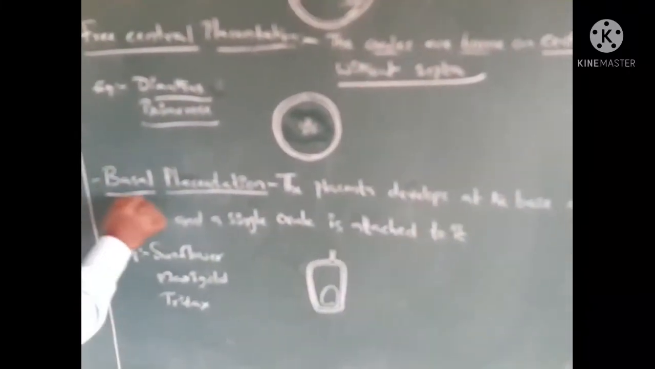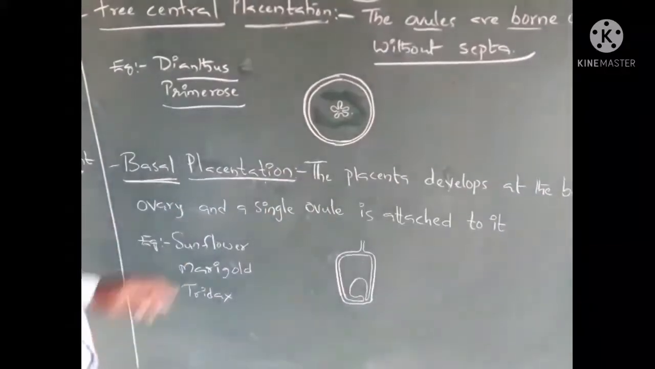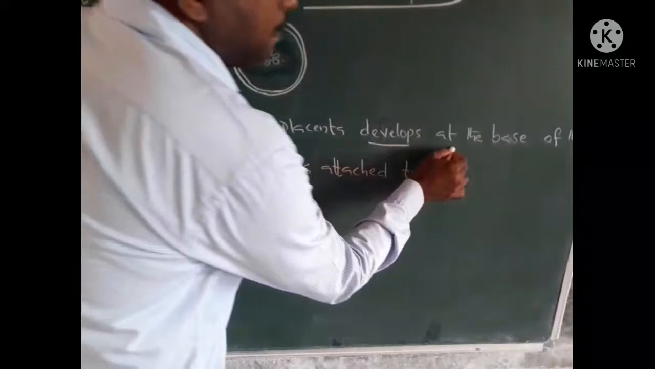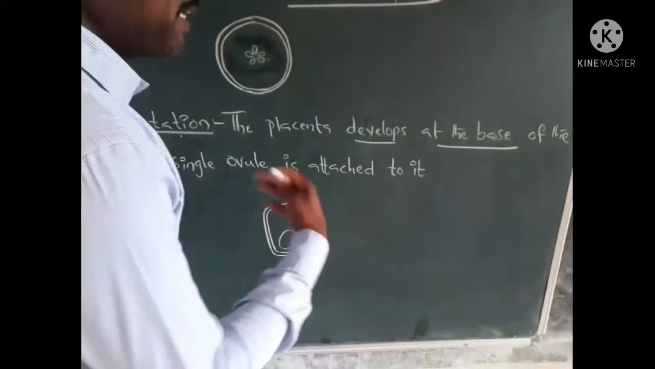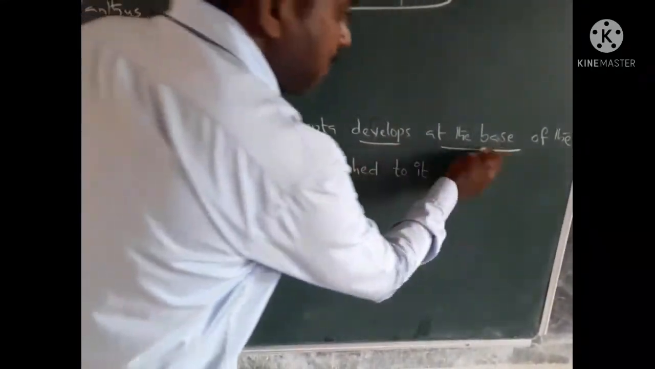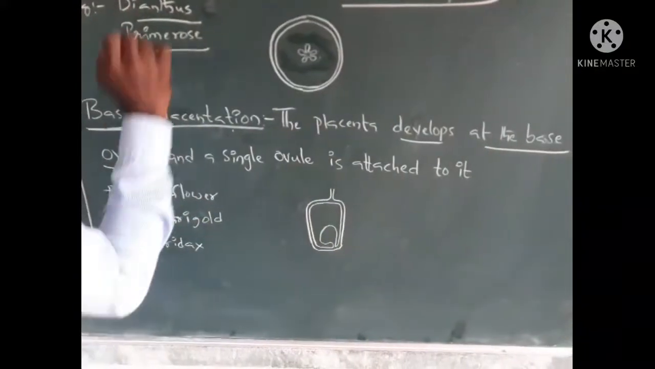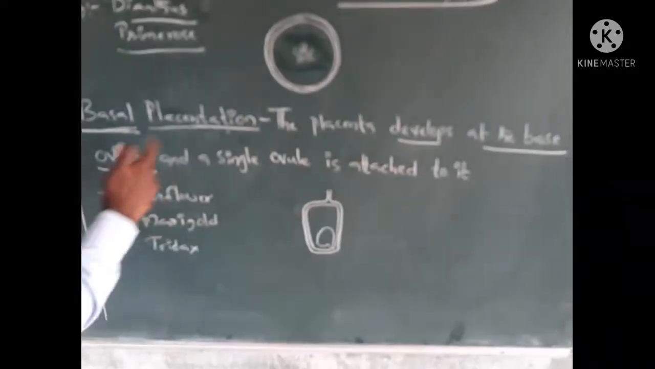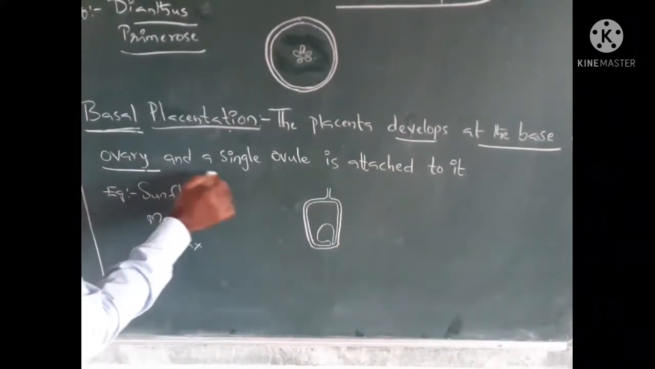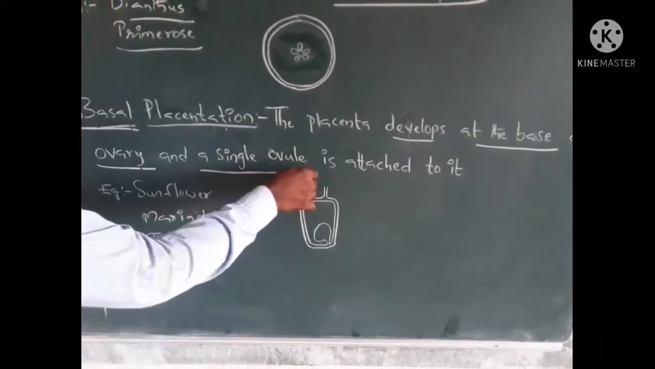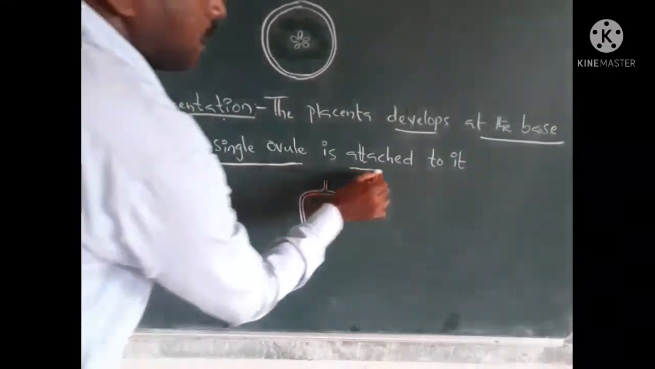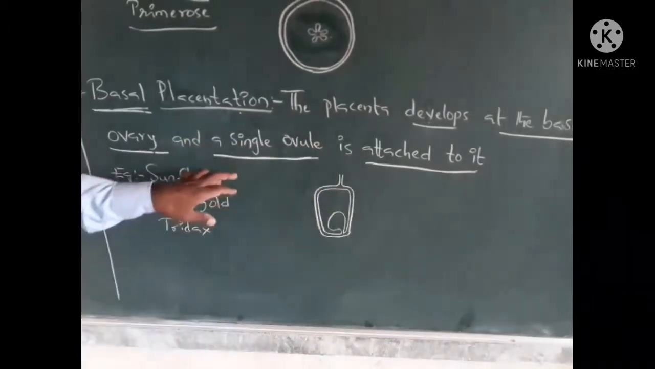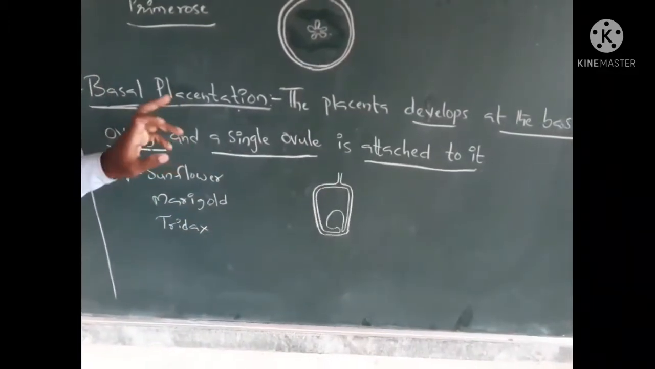And the last one is basal placentation. Here the placenta develops at the base. That's why we call it basal placentation. The placenta develops at the base of the ovary and a single ovule is attached to it. This type of placentation is called basal placentation.